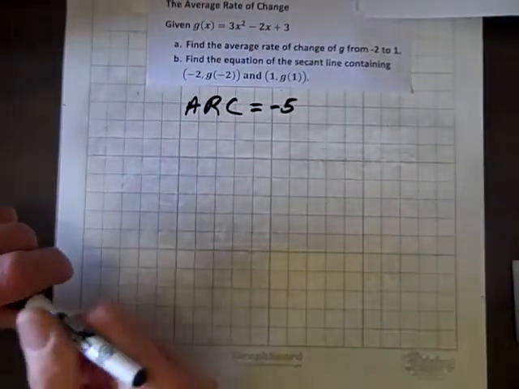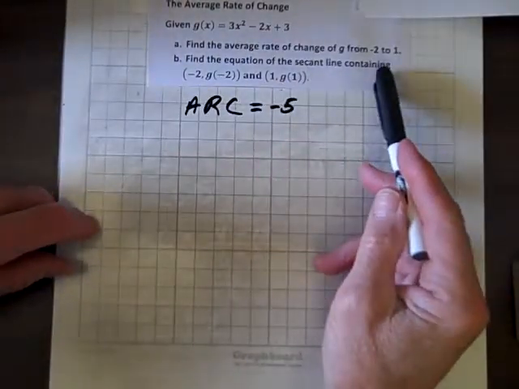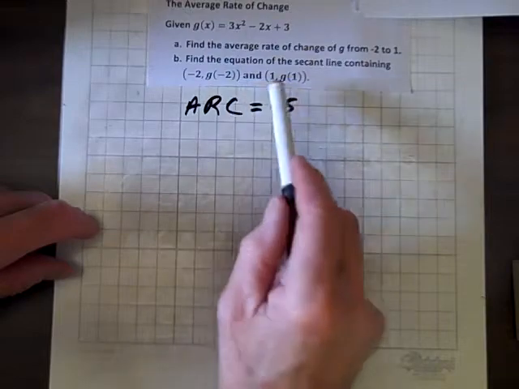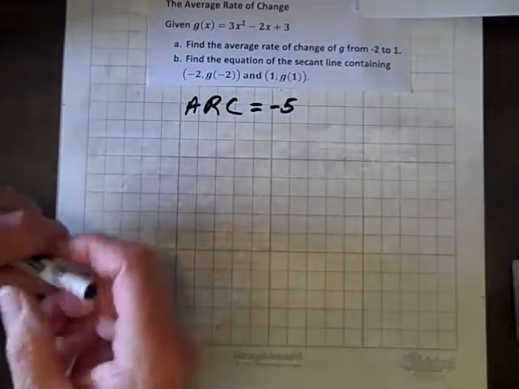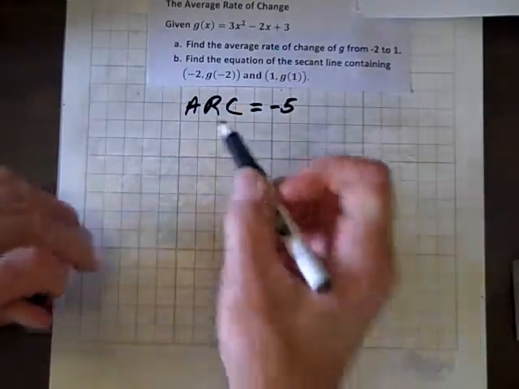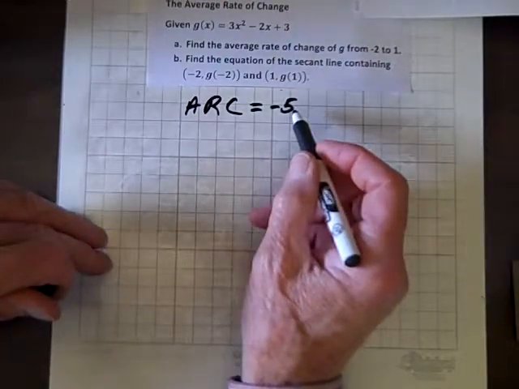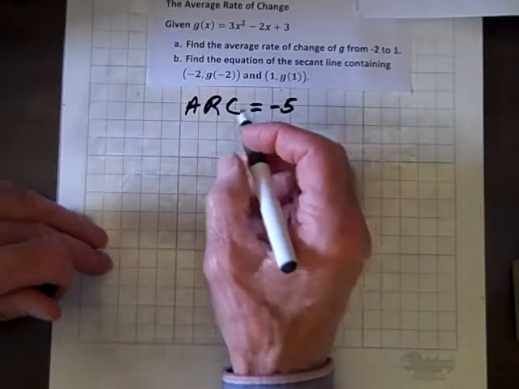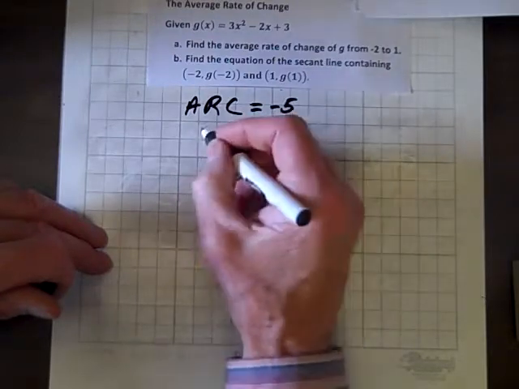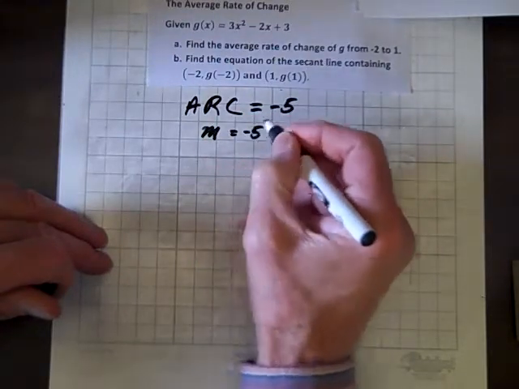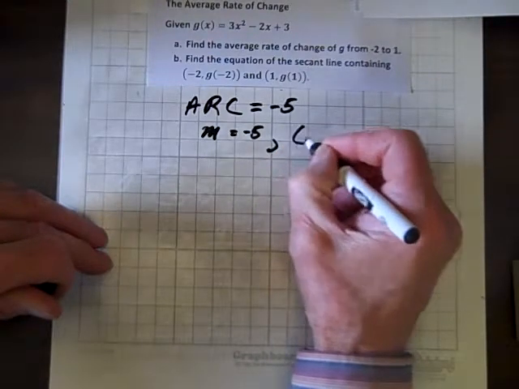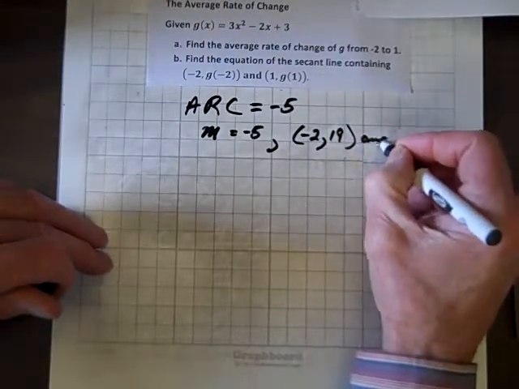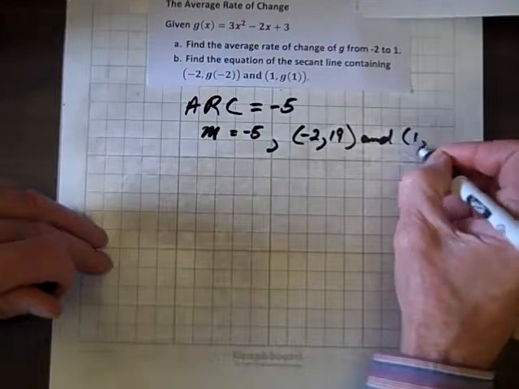Our next task is to find the equation of the secant line containing the ordered pairs -2, g of -2, and 1, g of 1. Well, to do that we need the slope. Well, the average rate of change is the slope of the line through those 2 points, and that line is called the secant line. So m equals -5. The two ordered pairs are -2, 19, and 1, 4.